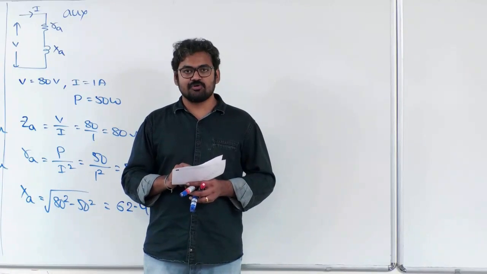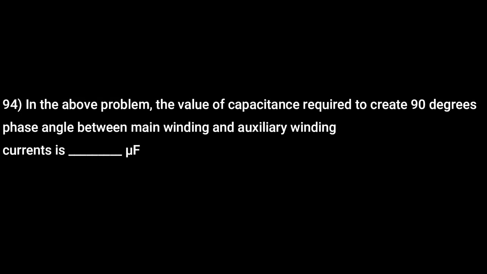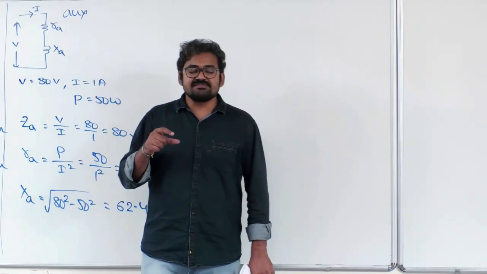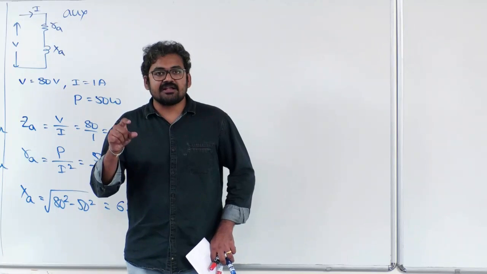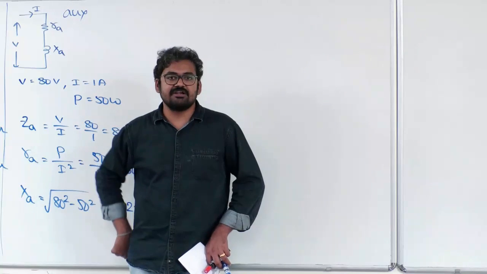Let us try to solve one more question. Look at the question on your screen. In the above problem, that means the previous problem we have solved, the value of capacitance required to create a 90 degrees phase angle between main winding and auxiliary winding currents is how many microfarads? This time they are asking us to calculate the capacitance value to create a 90 degrees phase angle displacement between the main winding current and the auxiliary winding current.